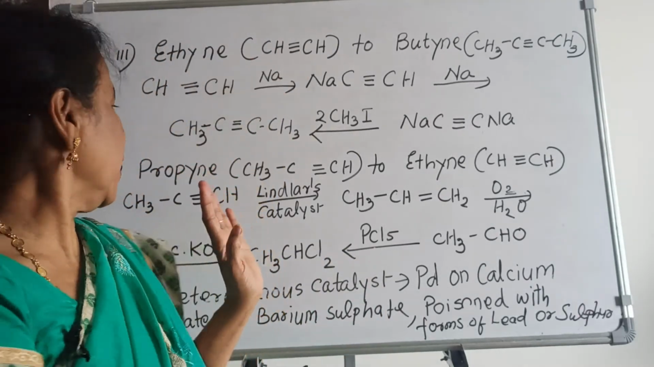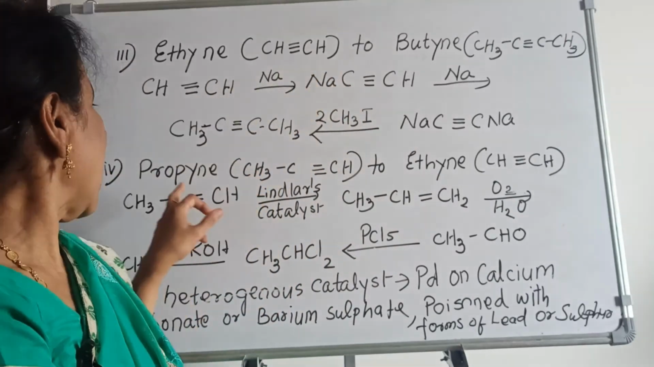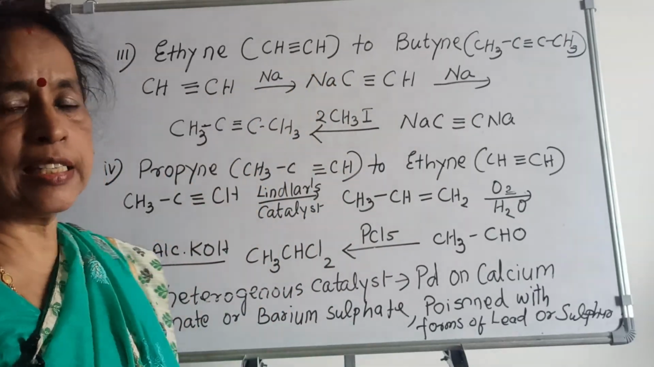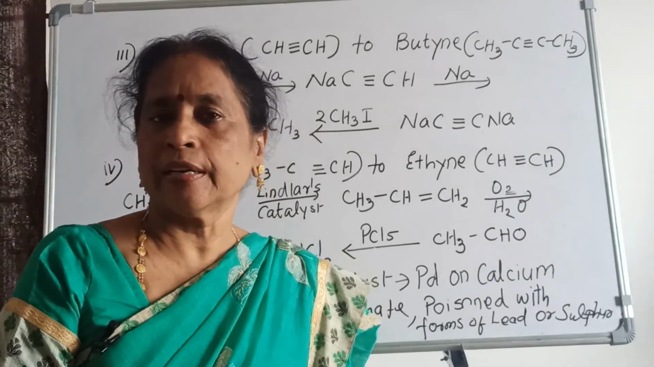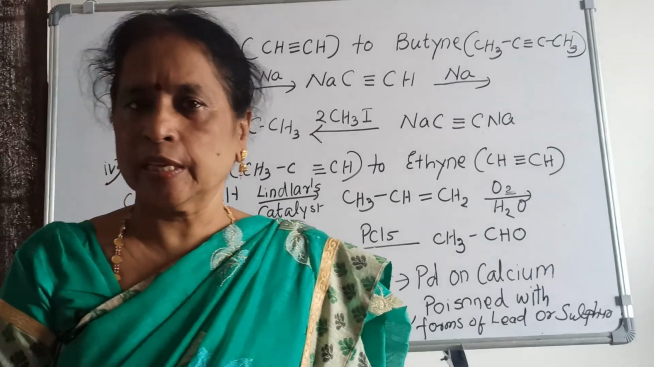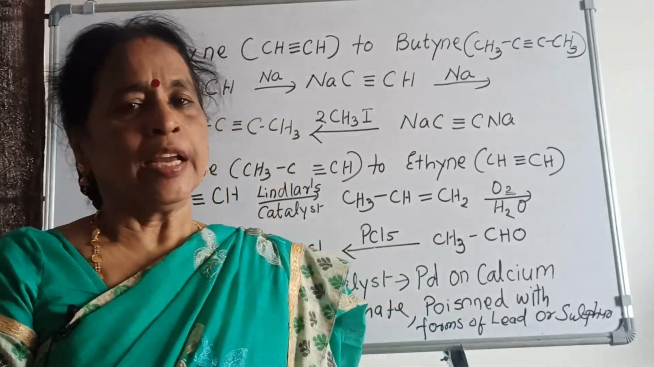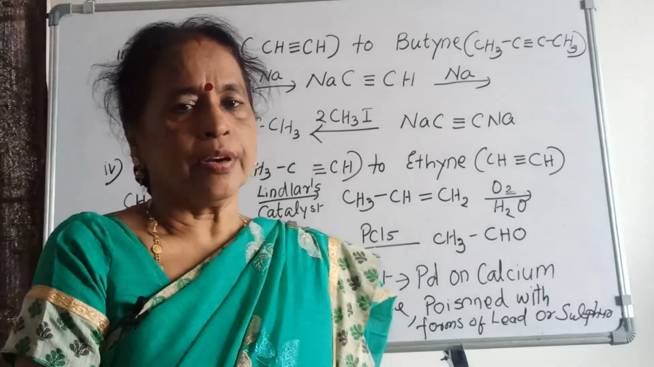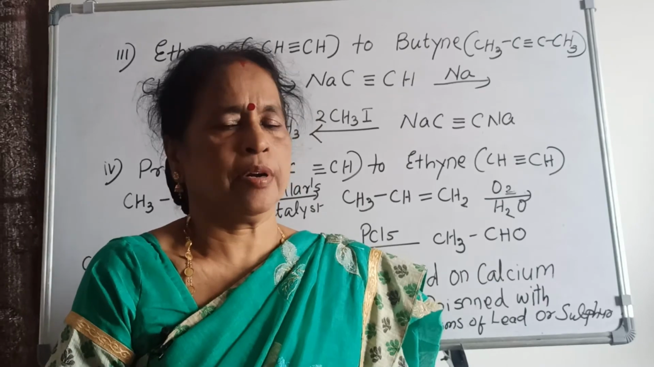Ethyne to butane, propyne to ethane. Here you increase carbon atoms, and in this question you decrease carbon atoms, but both are very, very important for different types of exams, board exams and other exams. I hope it is clear to you. Interconversion of different types of alkene and alkyne by decrease of carbon or increase of carbon.